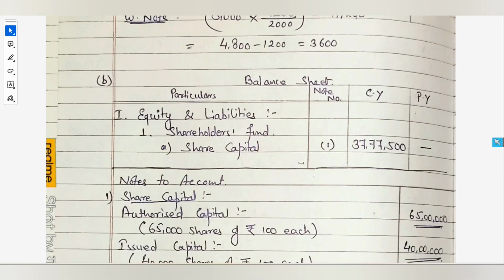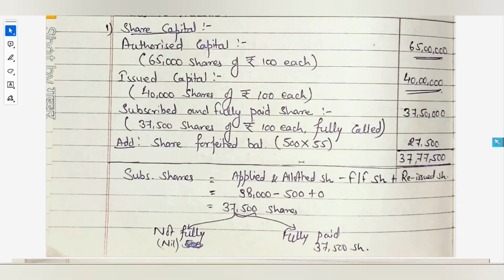So the major part will be covered under this, that is notes to account. So let's have the explanation part of notes to account. First of all, authorized capital. Authorized capital refers to the maximum capital registered by the company as per the Companies Act. So in this question, it was clearly written that the company was registered with an authorized capital of rupees 65 lakh.